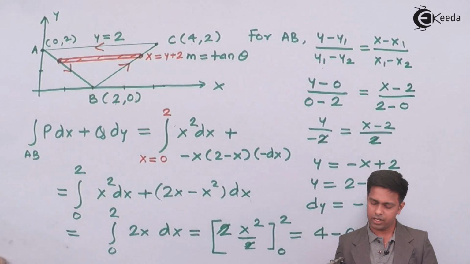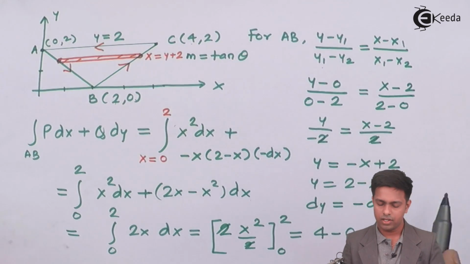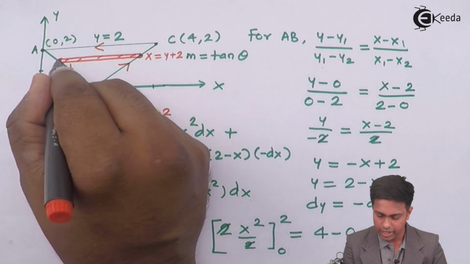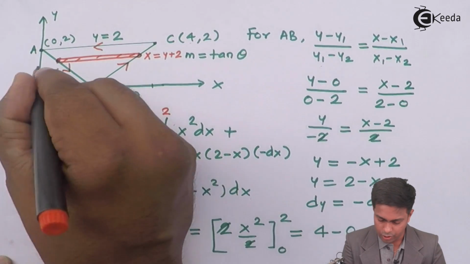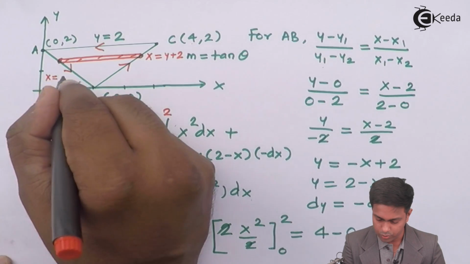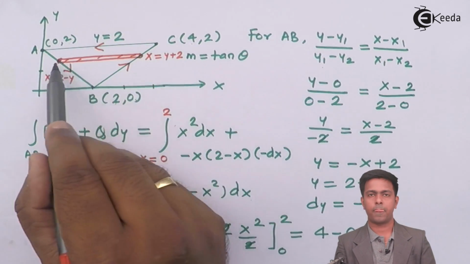So if I take x here, it will become positive, and y there it will become negative, that is 2 minus y. So I can say that at this point the value of x is equal to 2 minus y. So we got the x coordinates.